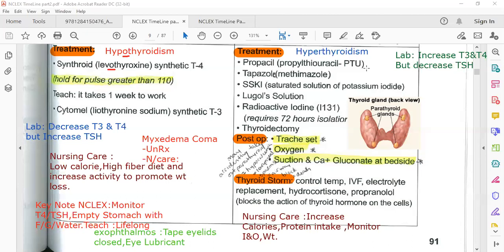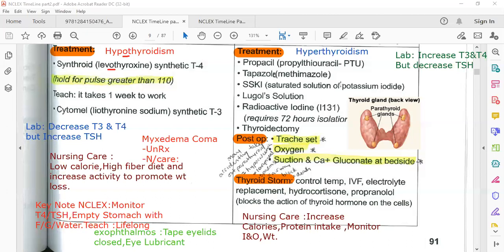But there are some side effects of PTU. The patient may develop agranulocytosis, GI upset, hepatotoxicity, or, if the dose is too high, signs of hypothyroidism, the opposite of levothyroxine. If you give too much PTU to your patient, they develop lethargy, weight gain, cold intolerance, bradycardia, or depression.